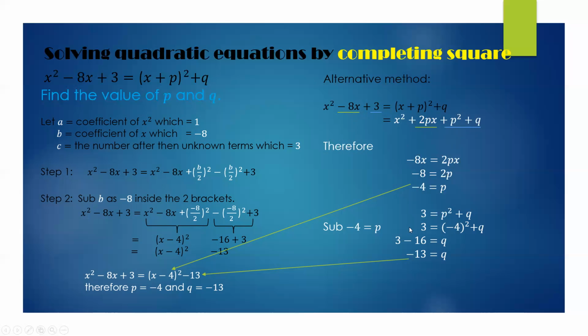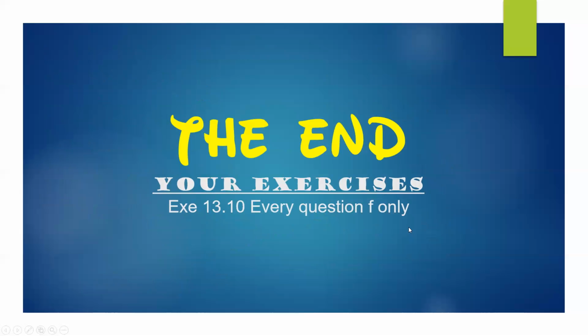All right, I think that's all for today. Then you can try exercise 13.10. For every question in part F, just use completing square to do the exercise, because the question asks you to use either the formula or completing square. You just use the completing square method to do this exercise.